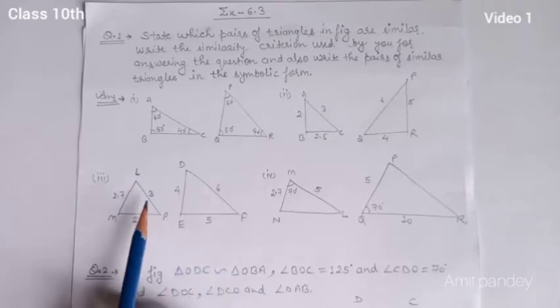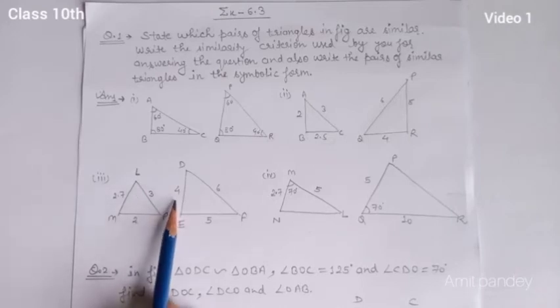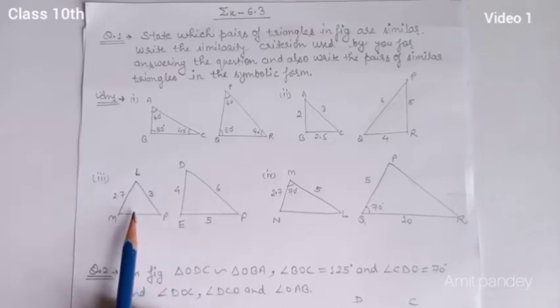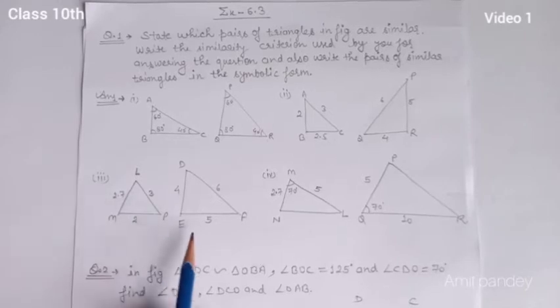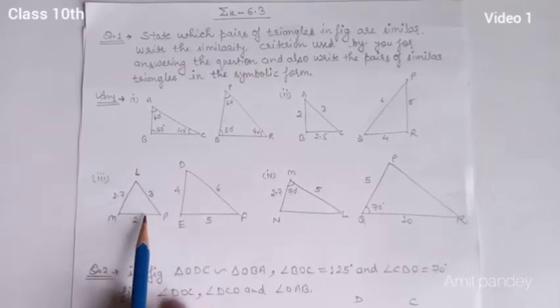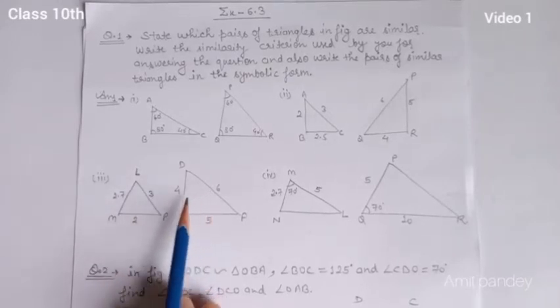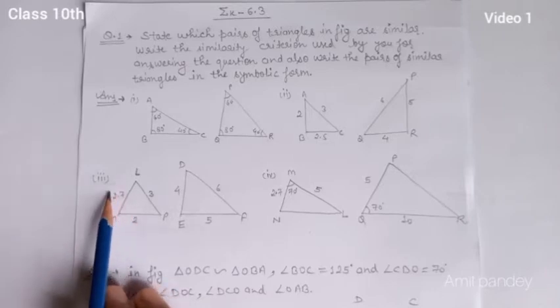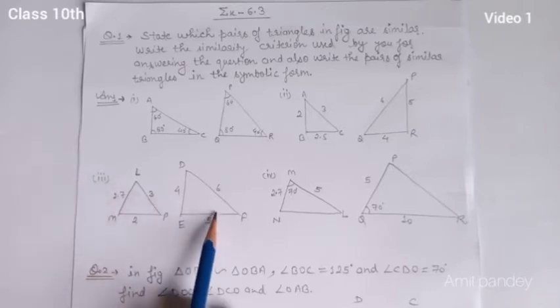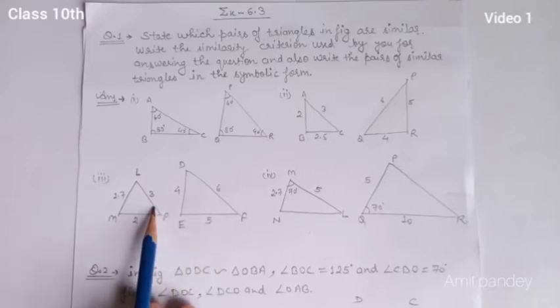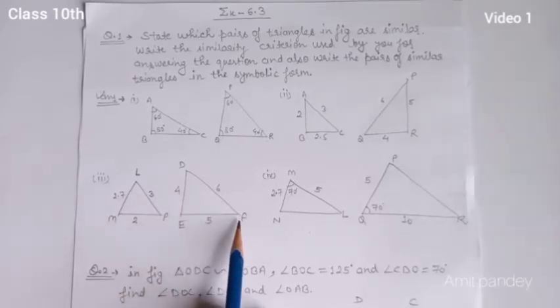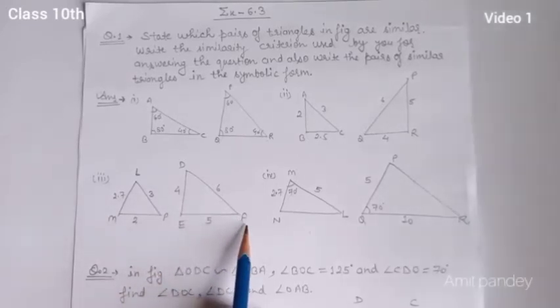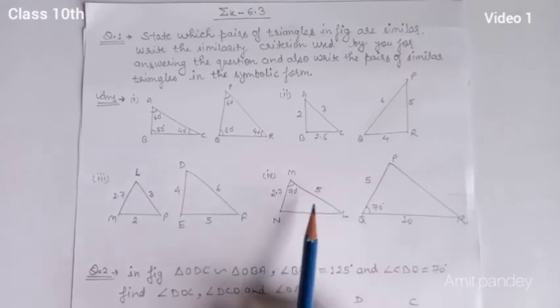Now check: 3 to 6, okay; 2 to 4, okay; but one more thing is there, this 2.7 and this 5. So the ratio of two sides is equal, but for the third, because of 2.7 and 5, the ratio will not come to 1/2 as in the others. So students, these triangles LMP and DEF are not similar. Okay, so let's move to another figure.